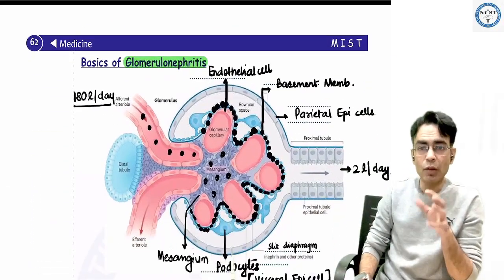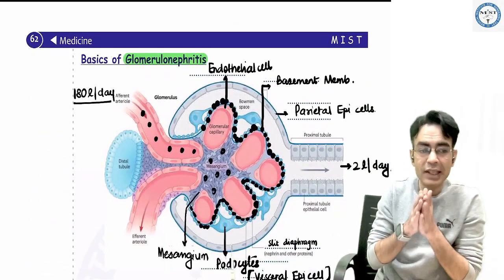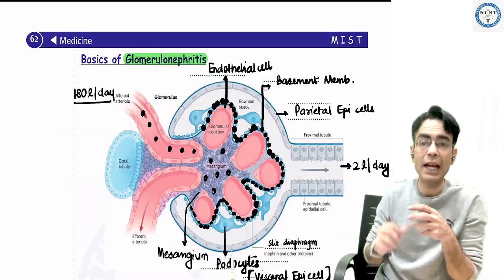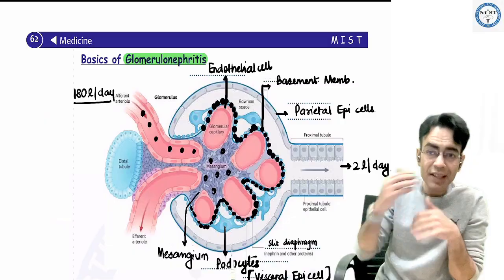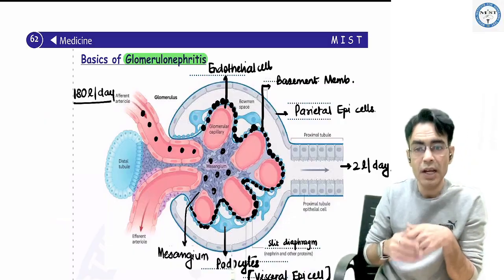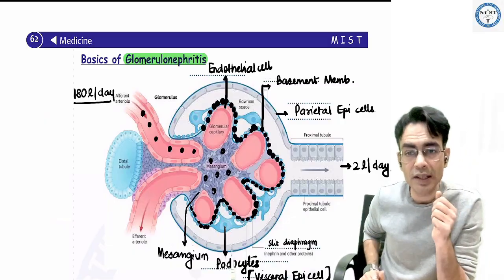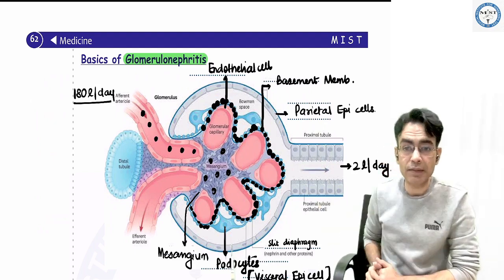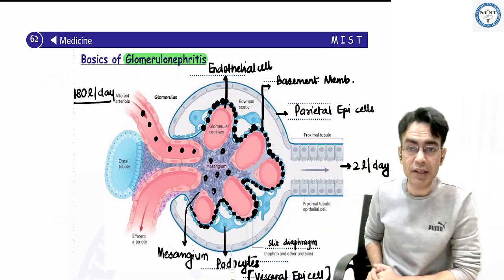Then glomerulonephritis. देखो बेटा, glomerulonephritis में glomerulus is the area which basically is excreting harmful metabolites from your blood, and for this excretion purpose, for this filtration purpose, you require three things in glomerulus. What are these three things? Your endothelial cells, your basement membrane, and your podocytes. So the filtration unit is made up of these three things.